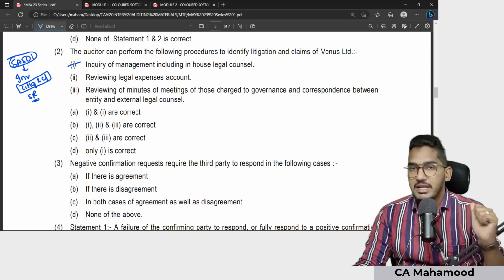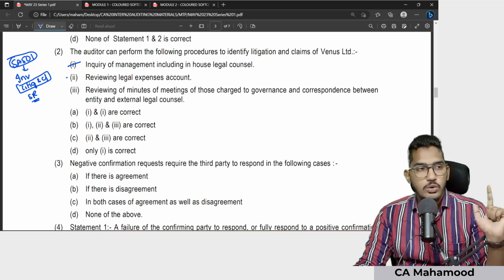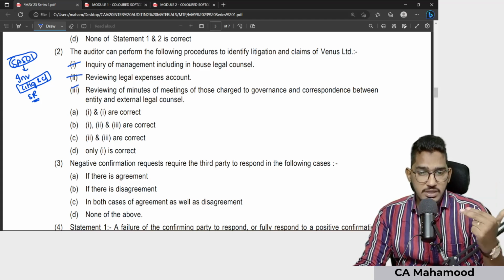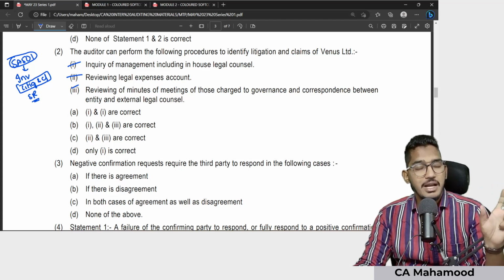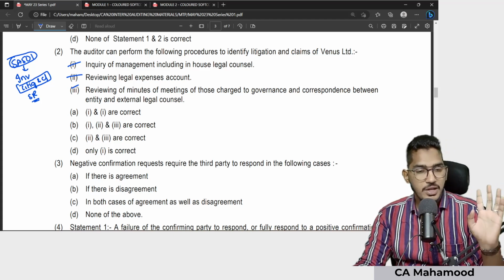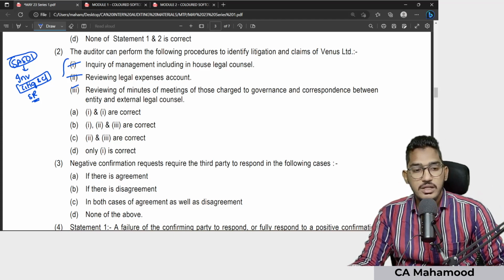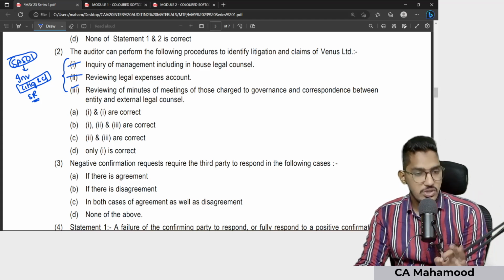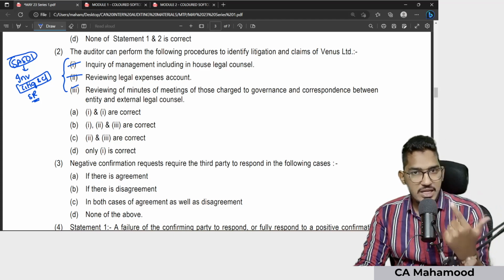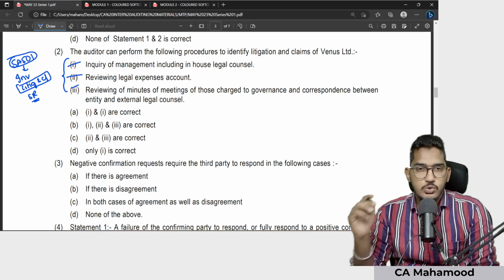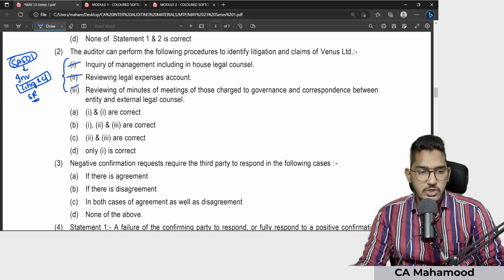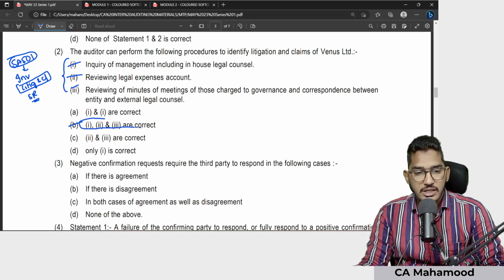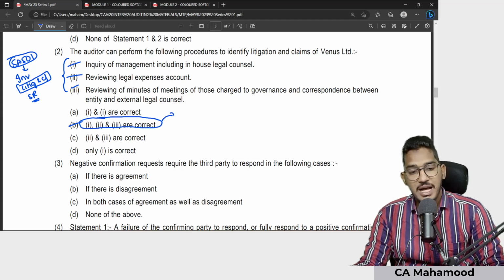First, he needs to inquire of the management and in-house legal counsel. He needs to review the legal expenses account, and he needs to review the minutes of the meetings of those charged with governance and any correspondence between the entity and external legal counsel. So as per SA 501, the auditor needs to perform all these three procedures: inquire with the management, review legal expenses, check the minutes of the meetings of those charged with governance. All the three procedures he has to perform. So which option will be correct? 1, 2 and 3. All the three are correct, because all the three are required to be performed as per SA 501.